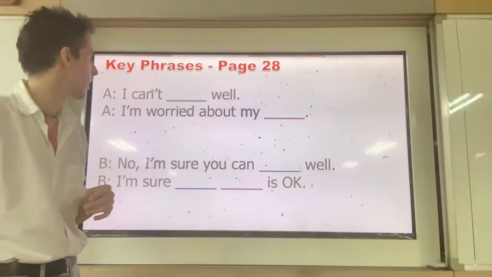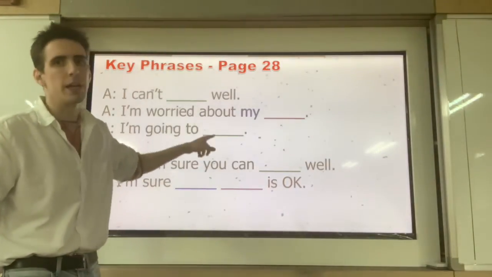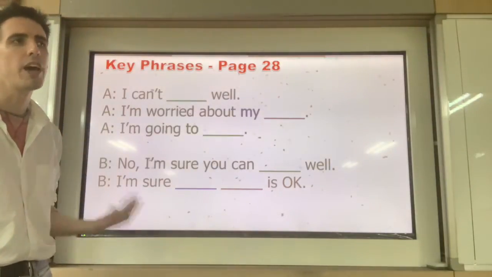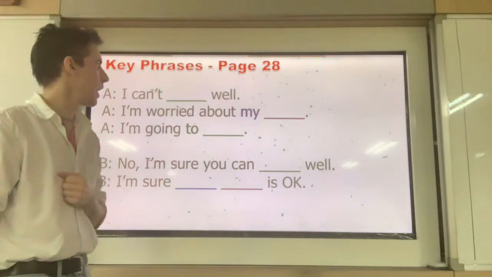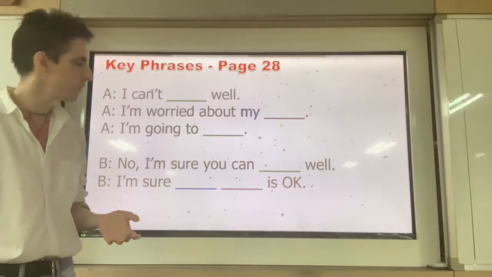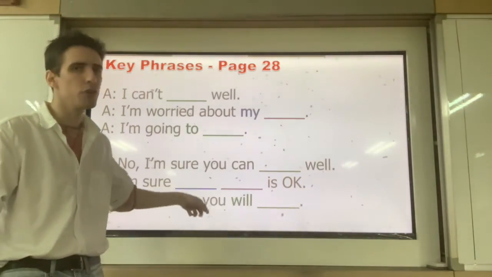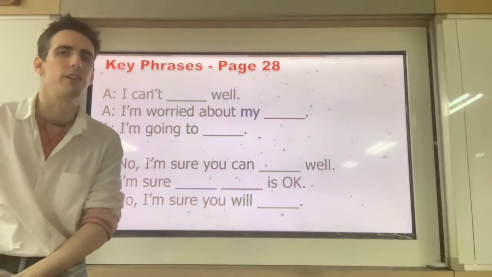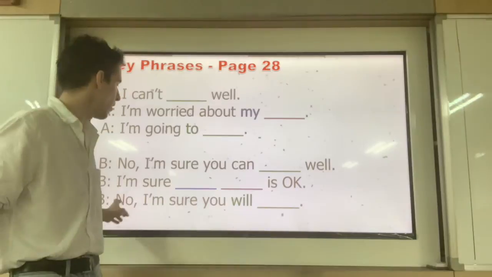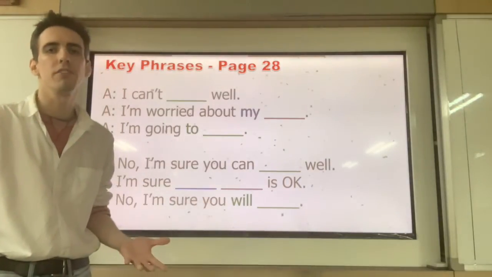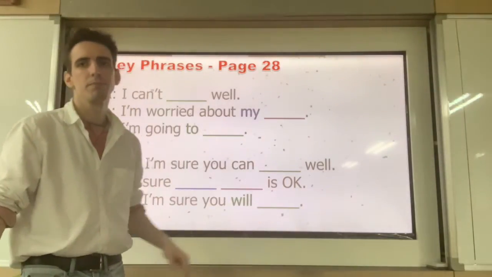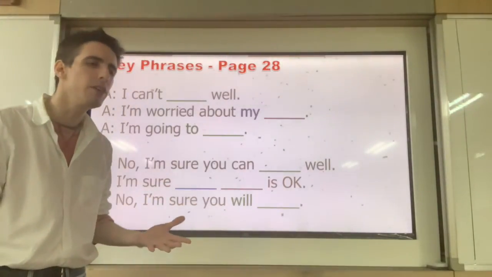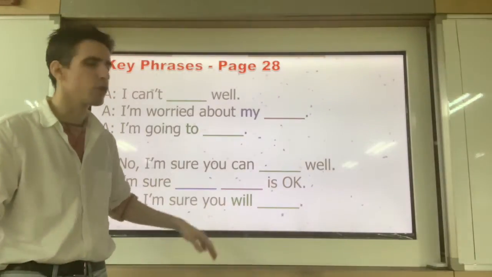And then one other setup. I'm going to blank. So to plus verb. I'm going to fail my test. I'm going to be late. No, I'm sure you will not be late. I'm going to fail my test. No, I'm sure you will pass. So opposite. Opposite from this. I'm going to fail. No, I'm sure you will pass.